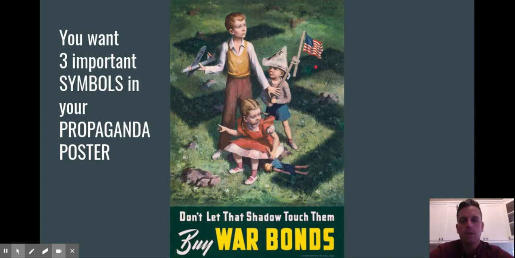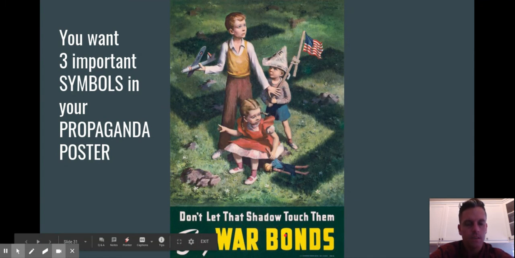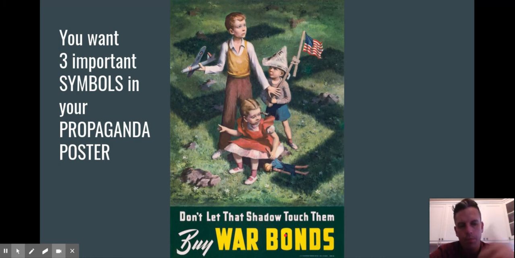Well, we need to protect our kids. Don't let that shadow touch them. Buy war bonds. If you give more money to your government, if you let them borrow money from you, they'll pay you back, don't worry. But then they can buy more bullets, planes, ships, guns, tanks, all that, and keep those darn Nazis, those fascists out of here. So that's a great propaganda poster.